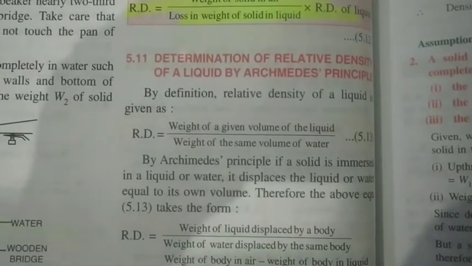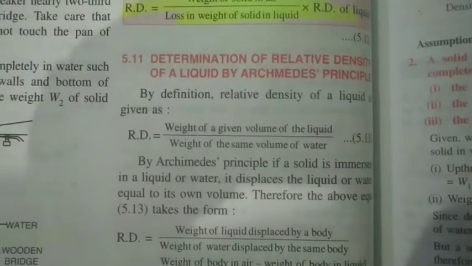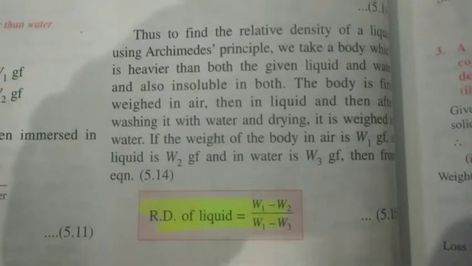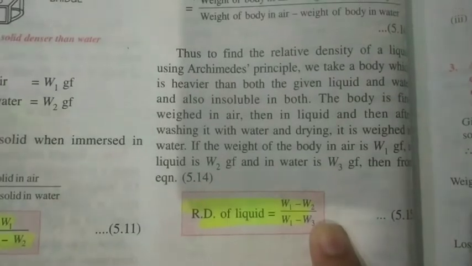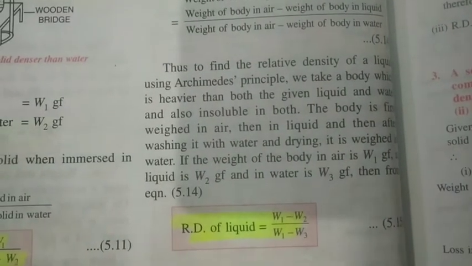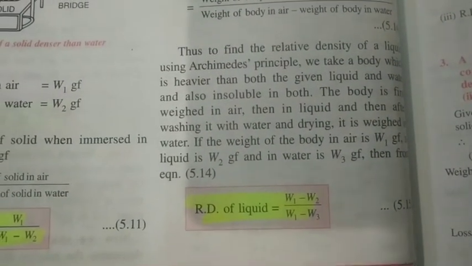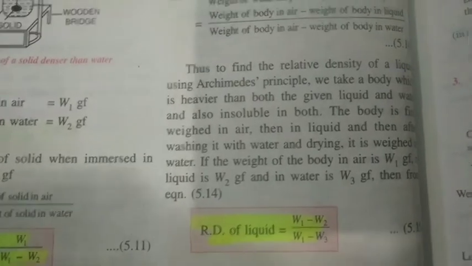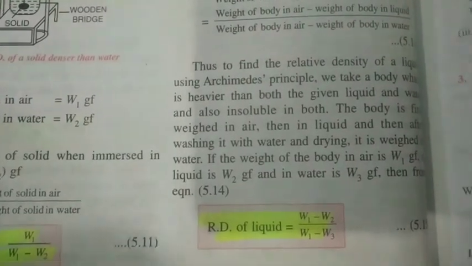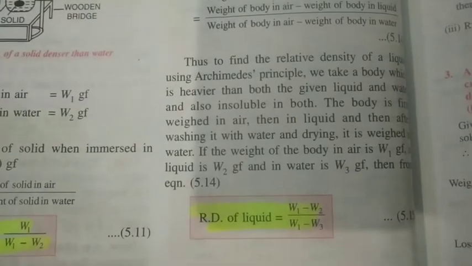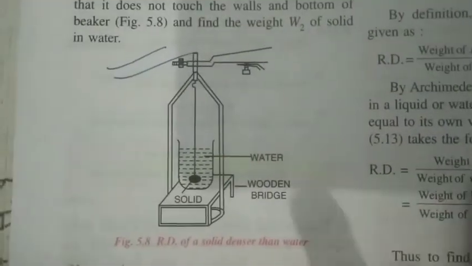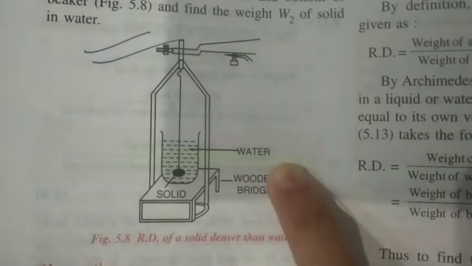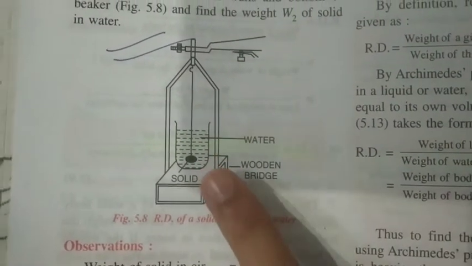Next is the determination of relative density of a liquid by the Archimedes principle. Now for this, it's the same experiment that we did, but here we have taken two types of liquid. One is just a liquid, it could be petroleum, kerosene, mercury or any kind of liquid. And the second is water. So we will perform the same experiment but in two liquids.